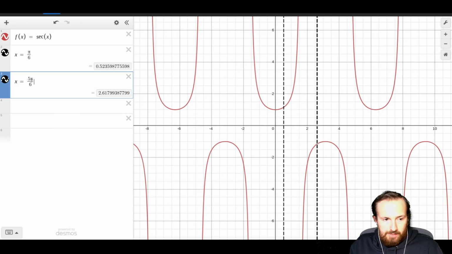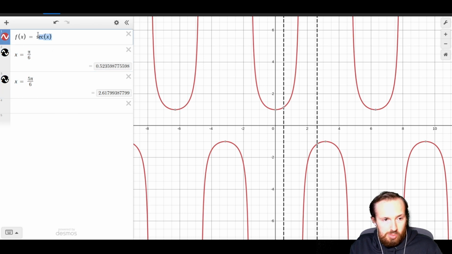So here we found that the correct x values are pi over 6 and 5 pi over 6. But remember, that's not what the problem asked for. The problem asked for the exact points, which would include the x and the y coordinates. So here, you don't actually need a calculator to do this. You're expected to be able to evaluate this on your own.